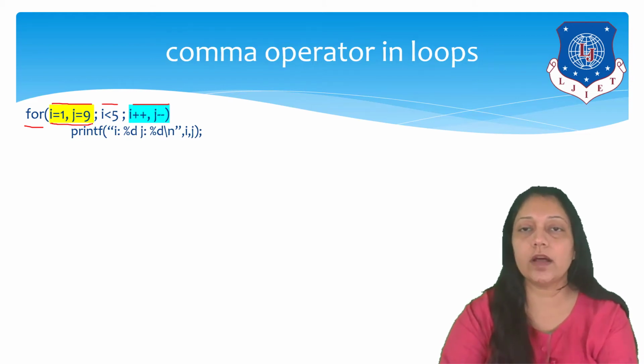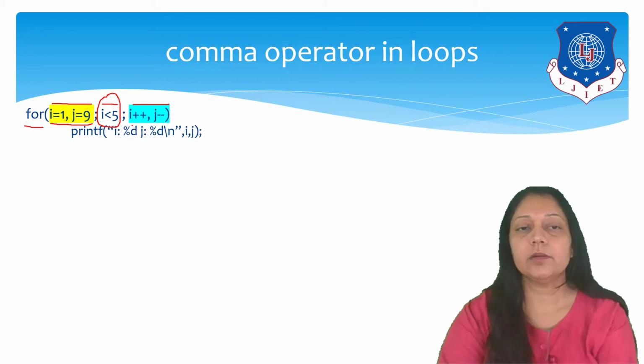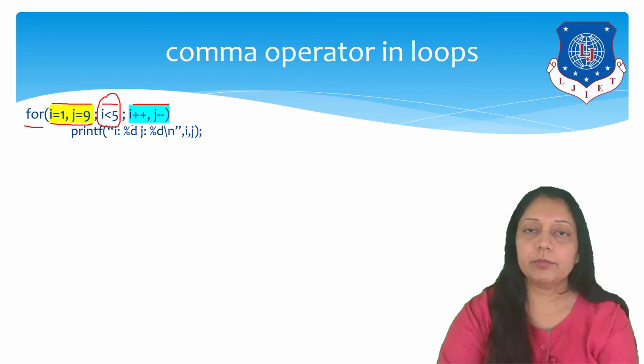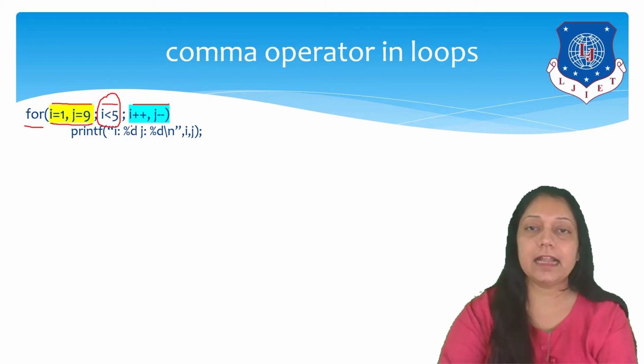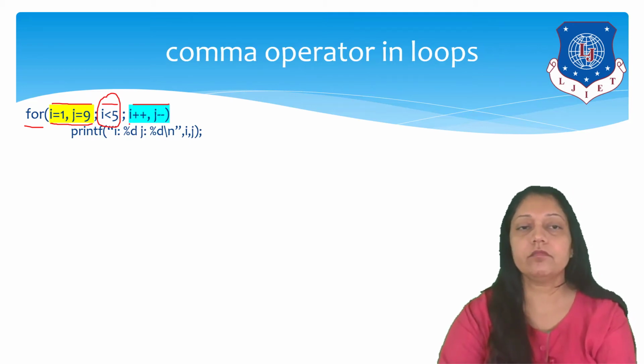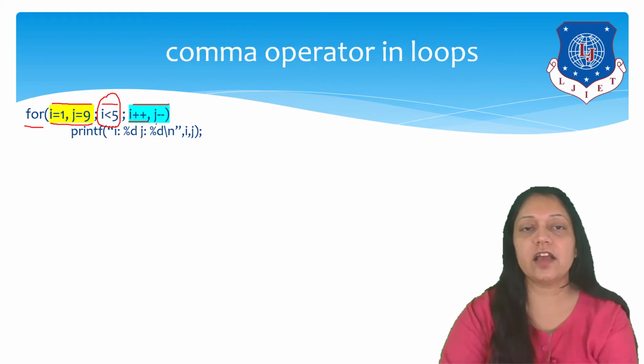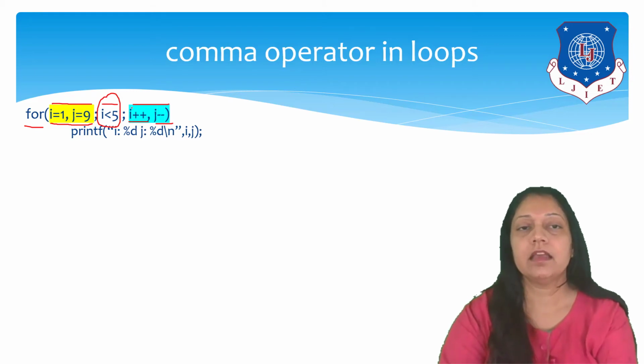i is initialized to 1, j is initialized to 9. Then I have the condition here, that is i less than 5. The third part is the update part. In update also I want to update more than one variable at the same time. Then in that case use the comma operator. So I want to update i by incrementing the value of i, and I want to decrease the value of j. So I'll use j minus 1.